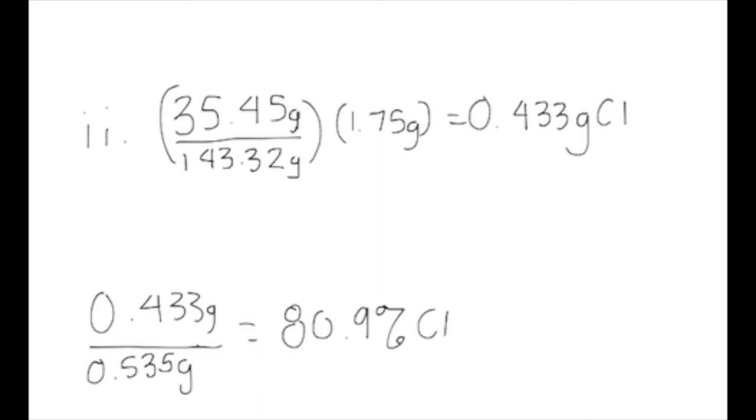So B asks us to determine the percentage by mass of chlorine in J by using the precipitation data. So we do the same thing that we did in the previous question, but just instead with the precipitation data. First, they want us to find the mass of chlorine, so we take the atomic mass of chlorine and put it over the molar mass of silver chloride and multiply it by the amount of substance given, which is 1.75 grams, and we get 0.433 grams of chlorine. Then we divide this amount by the amount of J given, which is 0.535 grams, and we get 80.9% chlorine.